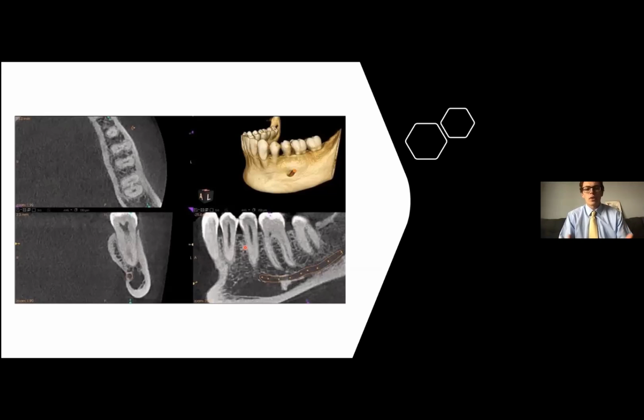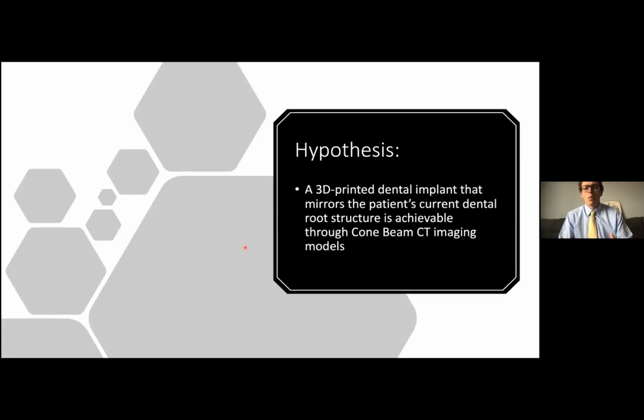So our research question is centered around, what if we could use cone beam CT for more than just diagnostic material? And so we've hypothesized that a 3D printed dental implant that mirrors the patient's current dental root structure is achievable through the same images that you saw on the previous slide, basically making a model from those different images of the cone beam CT.